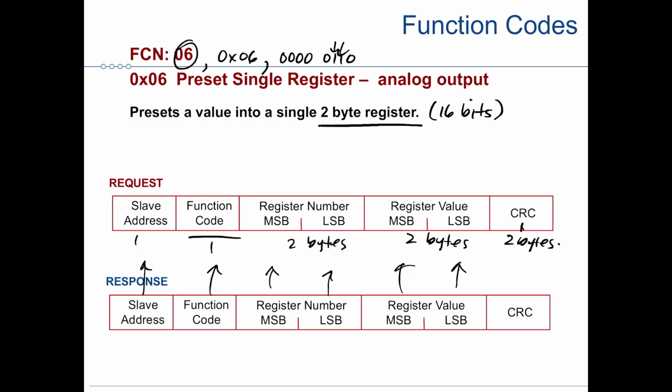Okay. Now obviously if this was an exception, meaning it didn't like the request to write that analog output, if you remember in the function field, it wouldn't be echoed back. It would be echoed back with a 1 in the most significant bit, indicating an exception. So as long as there's no exception, and it's a normal response to the request to write, then it'll be the exact same values and it'll be the exact same CRC again, because it's the same binary value.